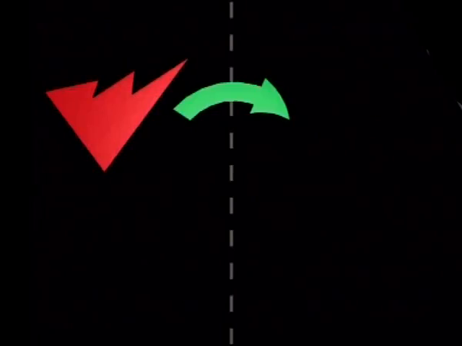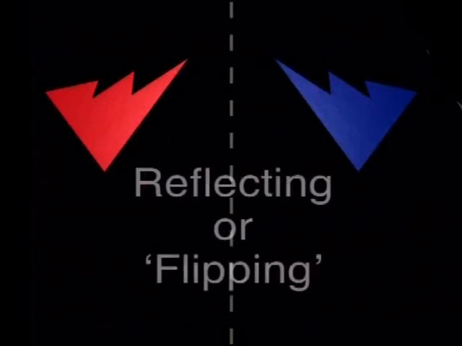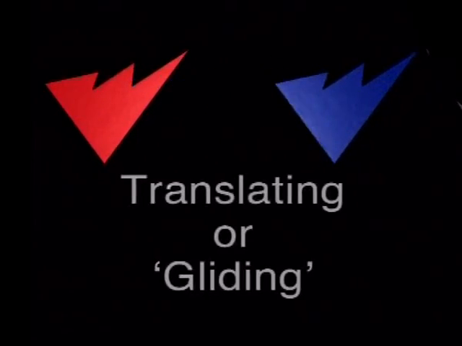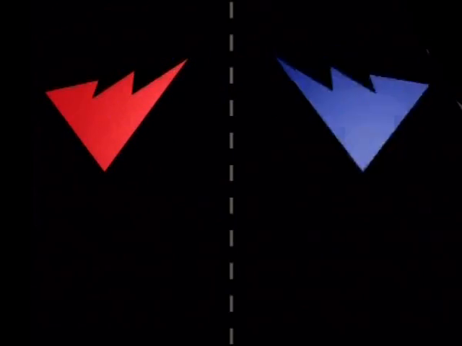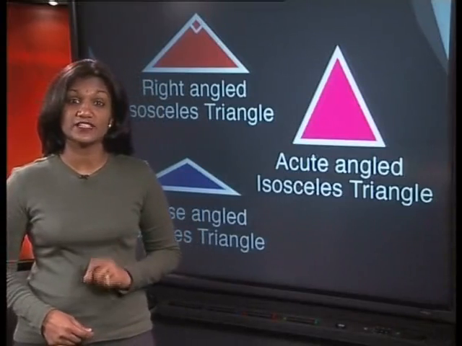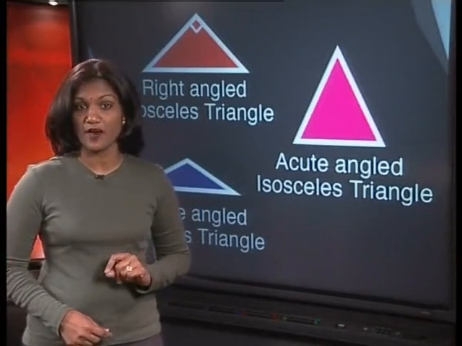I made these shapes by reflecting or flipping, rotating or turning, translating or gliding the original shape. In this lesson, we're going to use reflection. We are going to reflect a right-angled isosceles triangle and see what new shapes we can make from it.